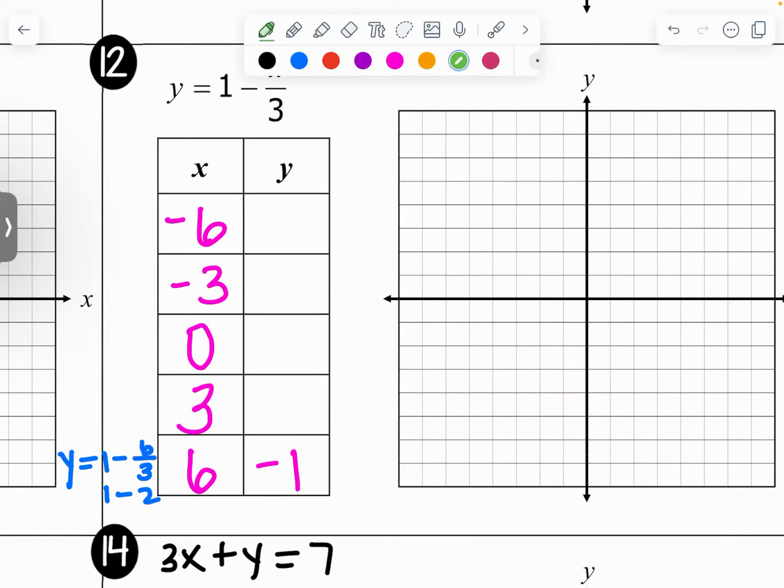Okay. If we plug in -3, y equals 1 minus x over 3. What's 3 divided by 3? 1. So 1 minus 1 gives us 0.